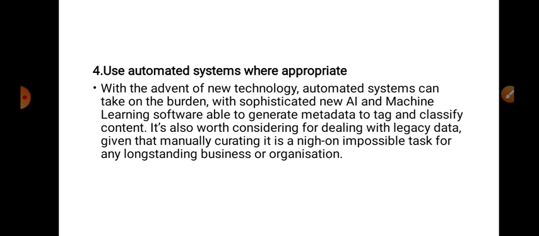It's also worth considering for dealing with legacy data, given that manually curating it is a near impossible task for any long standing business or organization.